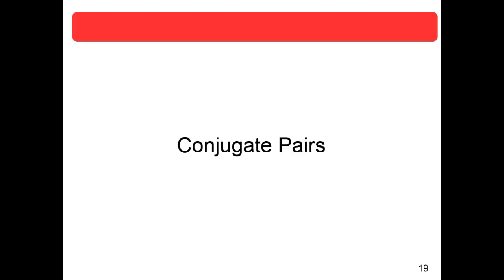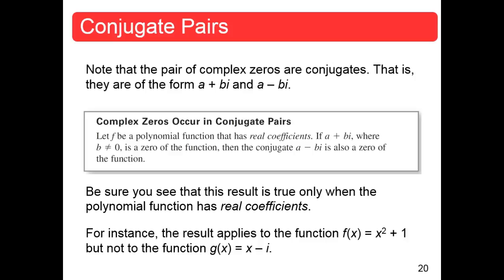That's what they're going to talk about now, but we're not going to pay that much attention to it because this deals with complex zeros. But I do want you to know this. Note that the pair of complex zeros, from the previous example, are always conjugates of each other. They're of the form A plus Bi and A minus Bi. This is true only if your polynomial function had real coefficients. If you had an imaginary number in a coefficient, then this rule doesn't hold. But if you had real numbers in the coefficients, which most of the time we do, then all your complex solutions are going to come as conjugate pairs. So complex zeros always occur in conjugate pairs.